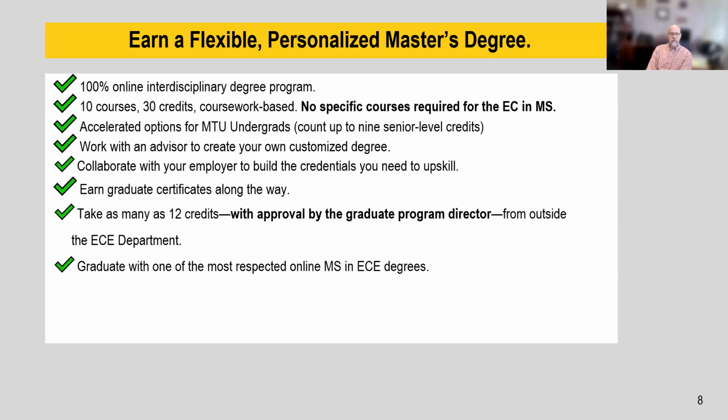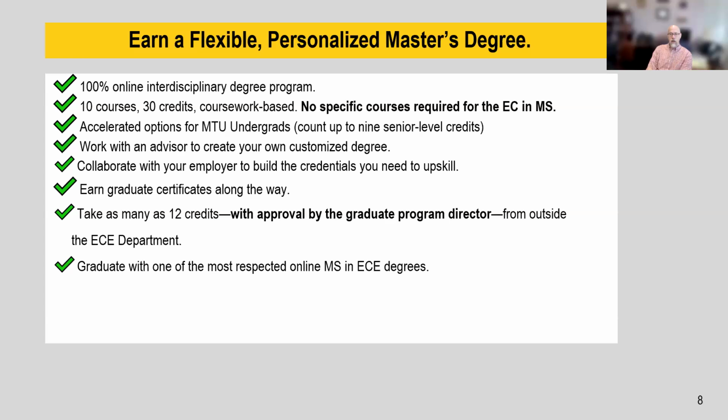But in general, the master's degree is 30 credits. Most online classes are 3 credits, so it's about 10 courses if you do a coursework based master's degree. There are no specific required core classes for the master's degree, meaning that there's not one class that everybody has to take. There are some requirements about the credits and the limits, but there isn't a specific class and there isn't a specific path for everybody to take. So that's why we call it highly flexible and highly customized for your needs.